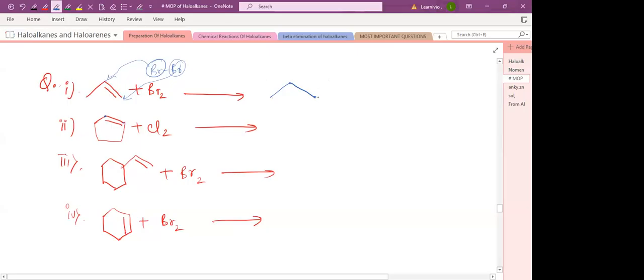Okay, you are supposed to do this: attach the bromine atom here. Right, so one bromine here and one bromine here. So that's the product. That's the vicinal type of dihalide. And you can write down the name according to IUPAC also. Okay, do the second, third, and fourth.